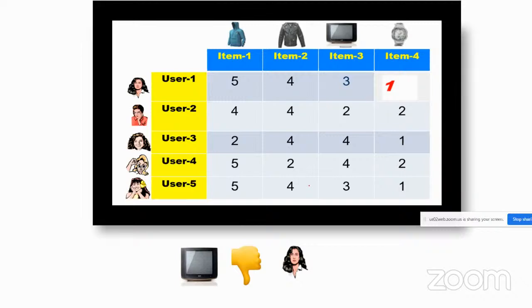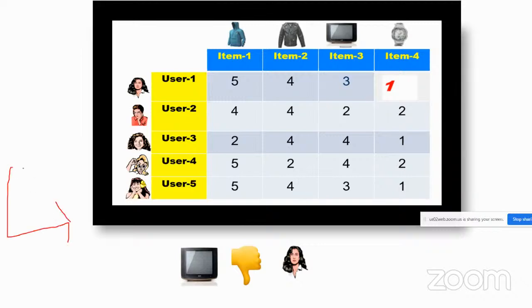Even cosine similarity, we can calculate. That means we have to find the angle between two vectors. Based on the angle, we can decide which users are very close or correlated. Based on that, we can find rating prediction followed by recommendation. That is called cosine similarity.